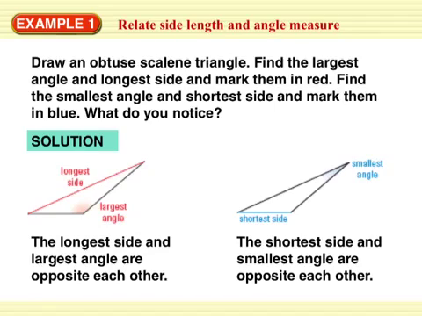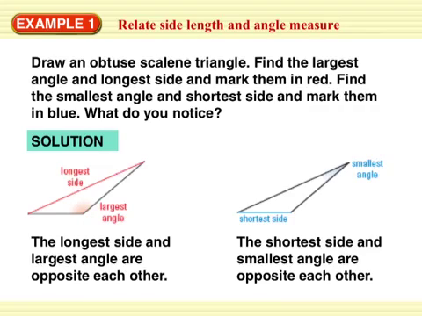The instructions say, draw an obtuse scalene triangle. Find the largest angle and the longest side and mark them in red. Find the smallest angle and the shortest side and mark them in blue. What do you notice? So here we have an obtuse scalene triangle. None of the sides are the same, none of the angles are the same. We mark the longest side in red and the largest angle in red. We notice that the longest side and the largest angle are opposite each other.